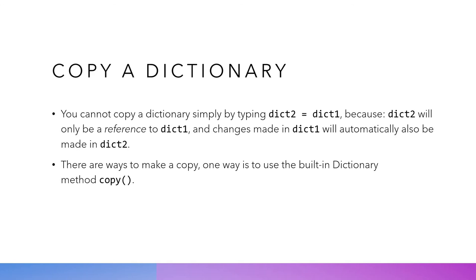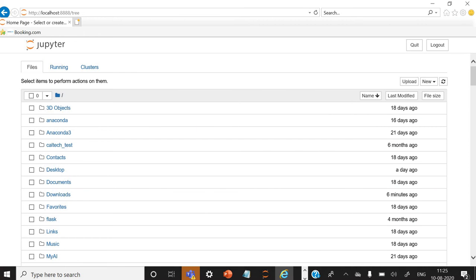Copy a dictionary. You can't copy a dictionary by simply typing dict2 equals dict1, because dict2 will only be a reference to dict1, and changes made in dict1 will automatically be made in dict2. There are ways to make a copy. One is to use the built-in dictionary method copy. And now we are going to go to the codes.